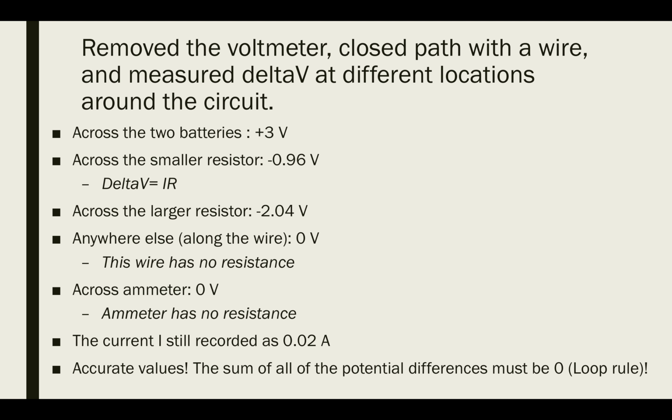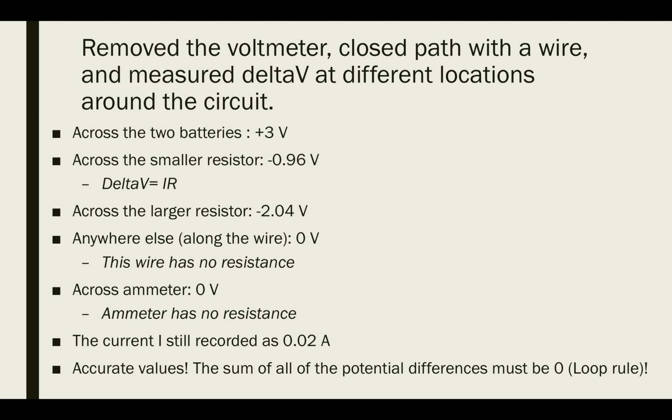Across the two batteries, the potential difference was positive 3 volts due to the EMF of them. Across the resistors, the voltage drop was proportional to their resistance since delta V is current times resistance. Anywhere else along the wire, the voltage drop was 0 volts because the wire in the simulation has 0 resistance, so delta V is current times 0, which is 0. The current was still recorded as 0.02 amps.